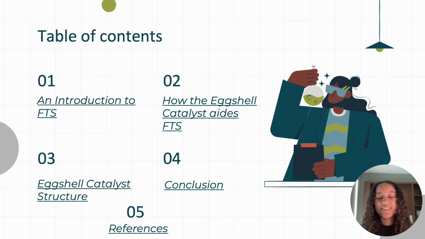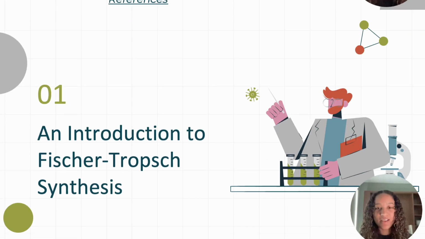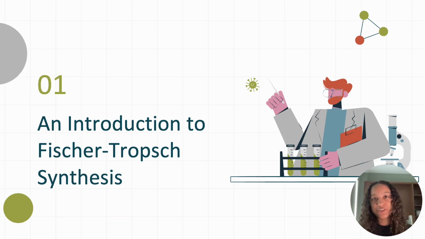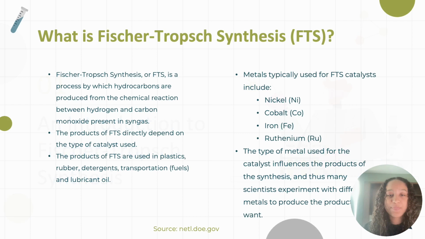This is the table of contents. Section 1, an introduction to Fischer-Tropsch synthesis. Fischer-Tropsch synthesis, or FTS, is a process by which hydrocarbons are produced from the chemical reaction between hydrogen and carbon monoxide present in syngas. So syngas is like burning of fuels, burning of waste that produces gas, and in that gas there's carbon monoxide, and that can be used to make hydrocarbons, and the process by which that is done is called Fischer-Tropsch synthesis.